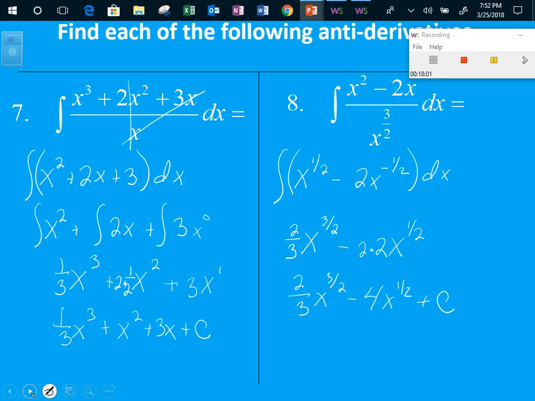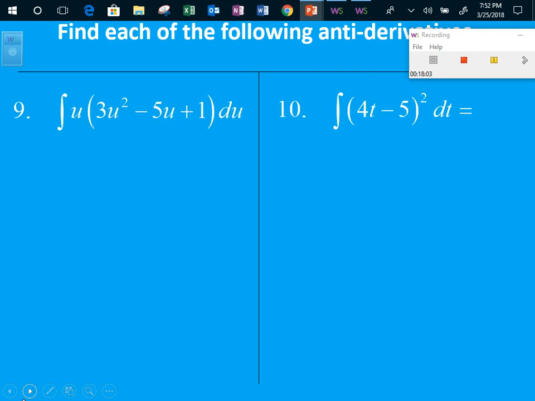And then a couple more, then I'm going to show you what's meant by a particular solution. Here's my number 9. Oops, we switched variables, and we're going to have to simplify first. No big deal. Number 9, let's distribute first and get 3u cubed minus 5u squared plus u. I'm going to put that as a quantity, du. Now let's go get this antiderivative.